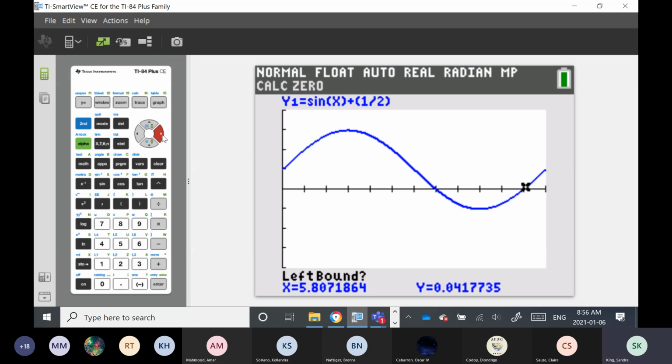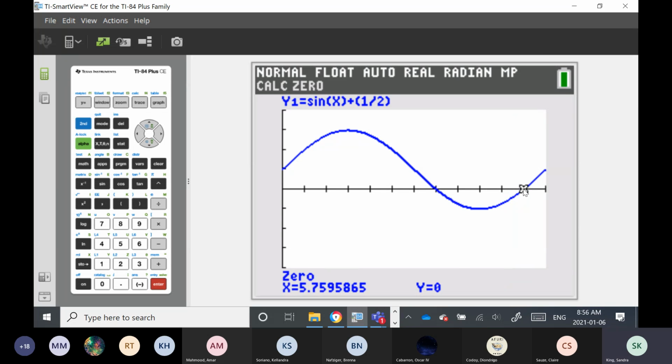I want to find this 0. So first I hit the left button, hit enter. Then I hit the right button, go above the 0, hit enter. And then when it says guess, you just hit enter again. It will jump to the 0.